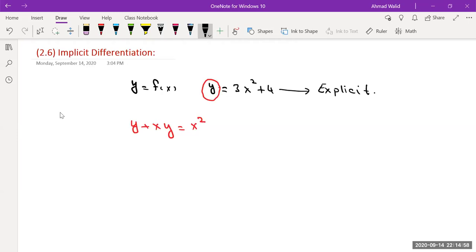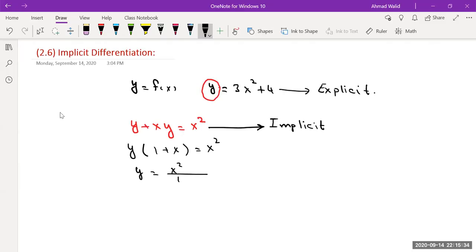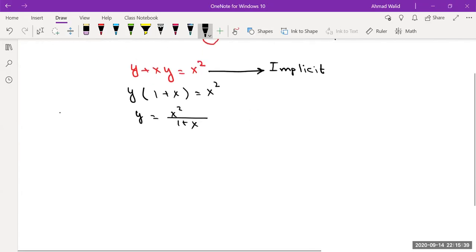For example, first of all, this kind of equation, where y is not alone on one side and you have another variable also on the other side, we call this type of equation implicit. Correct? But the good part, as I told you, is that some of them you can even solve for y. Look here, if I take y as a common factor, I will end up with 1 plus x, right, equal x squared. And if I solve for y, y equals x squared over 1 plus x, then it's easy to find the derivative based on the quotient rule.